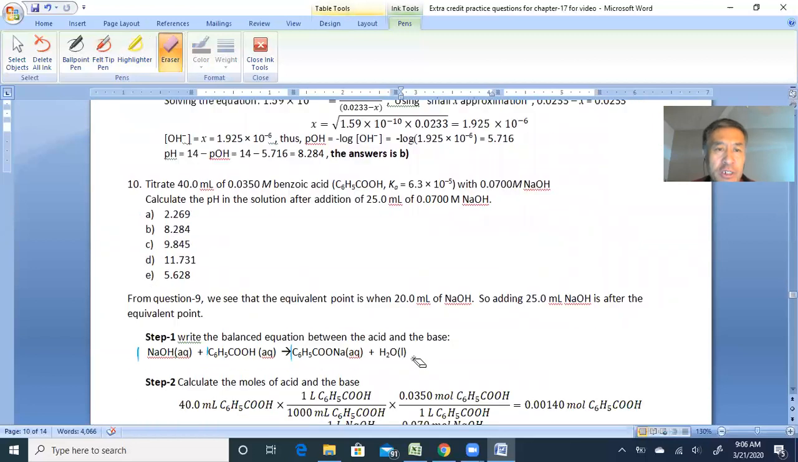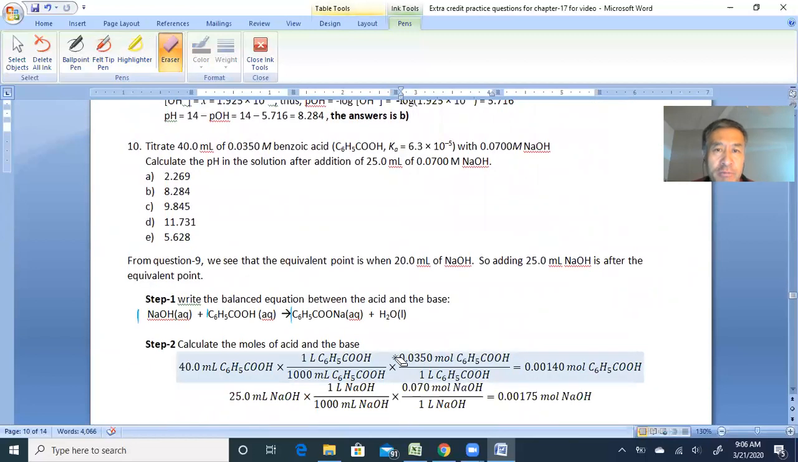So the next question is the same titration, but in this one we have added a little more of the base. We are adding 25 ml. We follow a similar process, but we realize our equivalence point for this titration is 20 ml NaOH. So after adding 25, that's beyond the equivalence point.